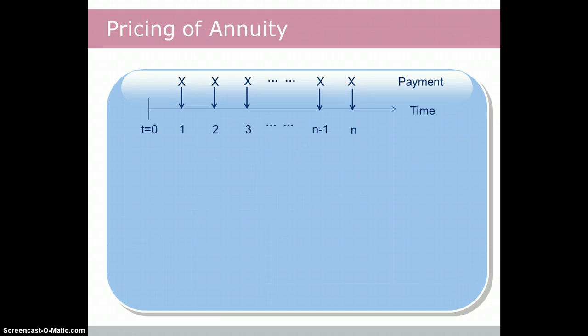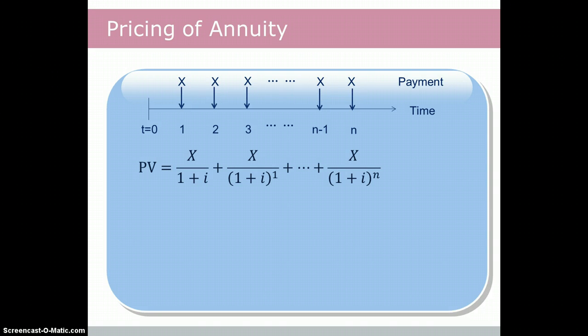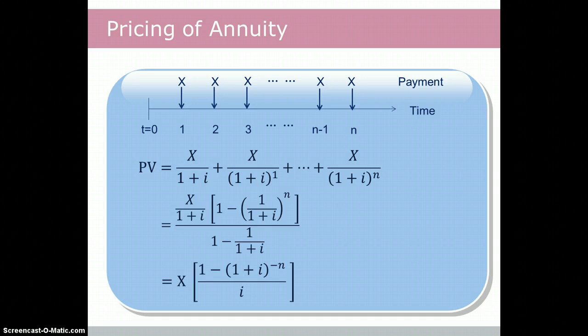Let me use a graph to illustrate this. From today, you get X dollars every period until the period N, and the interest rate is I. Discount those X to today and sum them up. We find it's a geometric series. X over 1 plus I is the first term, and 1 over 1 plus I is the common ratio Q. The expression can be simplified using the summation formula. We can further simplify it to the last version. And the term in the bracket is called the annuity immediate PV factor, which is denoted as A angle N I.